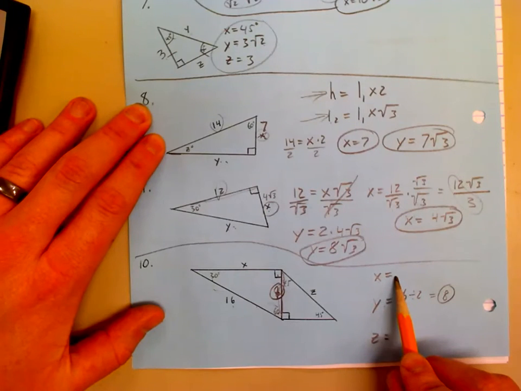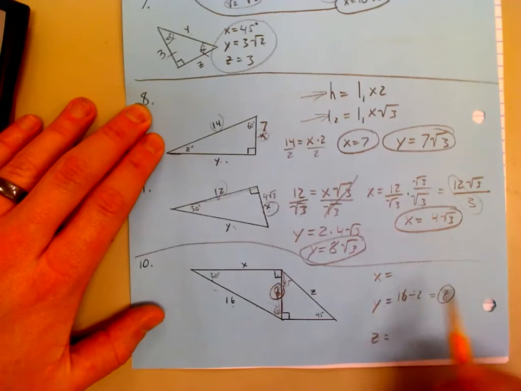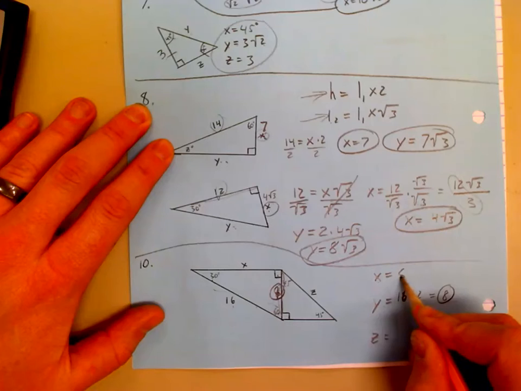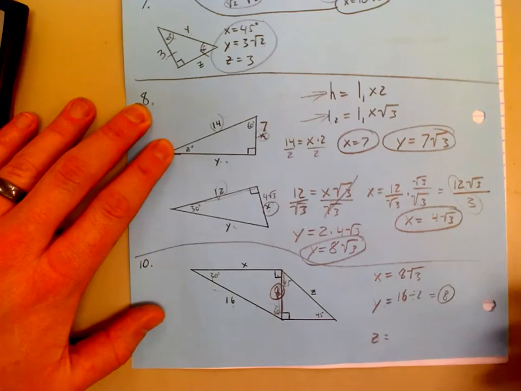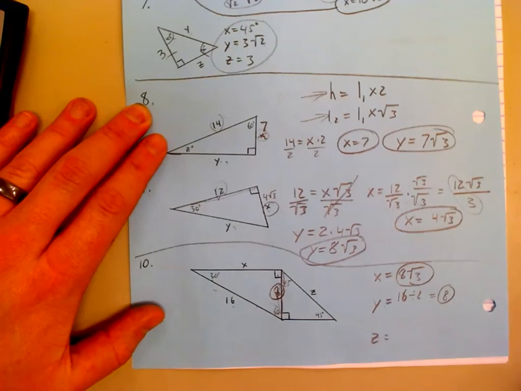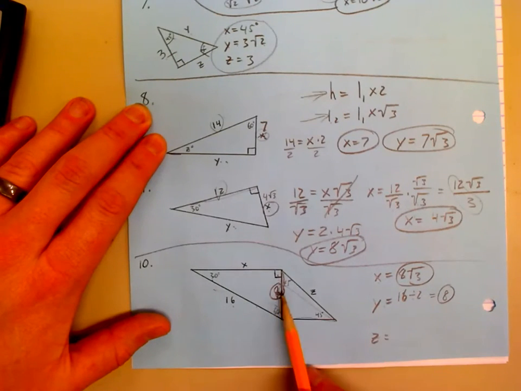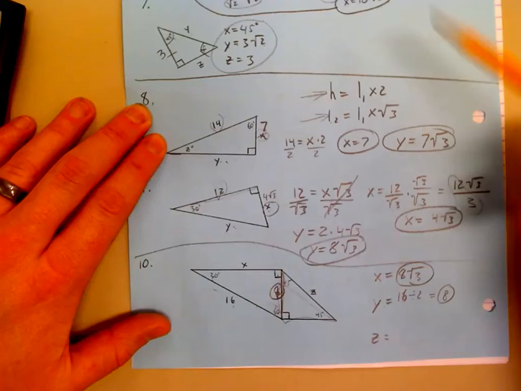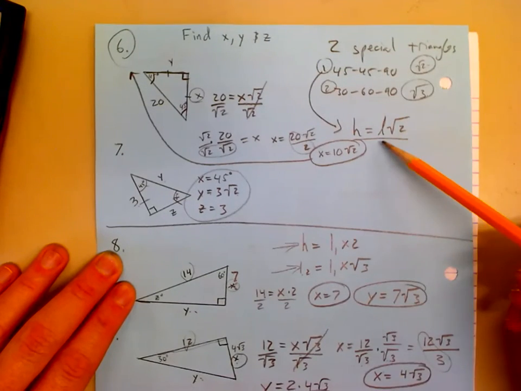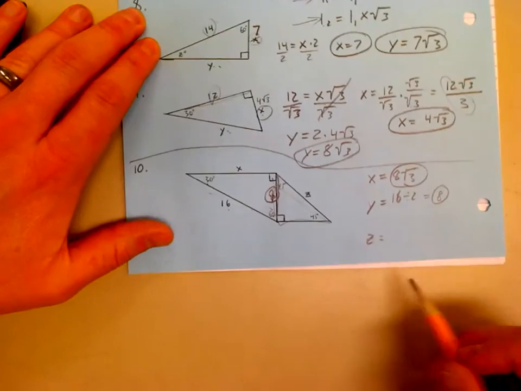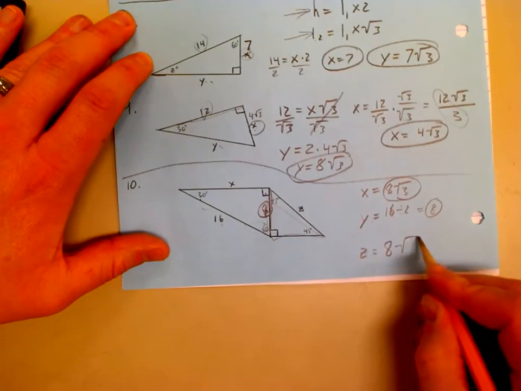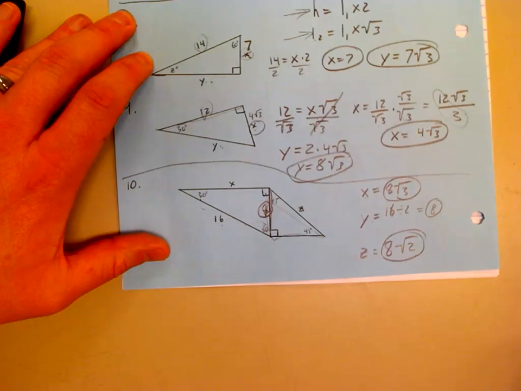Now x, the longer leg, equals the shorter leg, which is 8, times the square root of 3. Done. We're almost done. And then the hypotenuse of the 45, 45, 90 equals the leg times the square root of 2. I'm using this formula right here. Hypotenuse equals leg times the square root of 2. So 8 times the square root of 2. That's my answer.